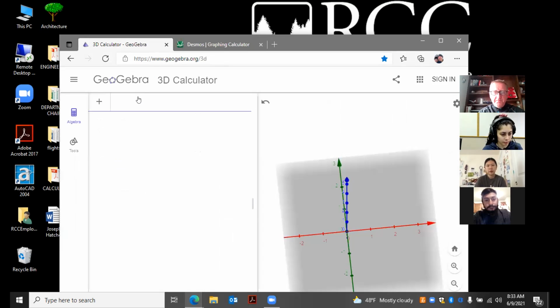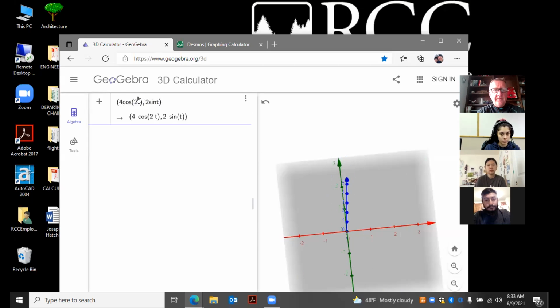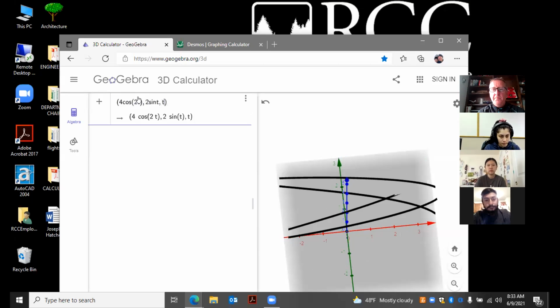Well, let's go over here and do it. I didn't have to say anything, right? I just started typing, and I think it gave it its own name. So 4 cosine 2t, 2 sine of t, and then t, boom.